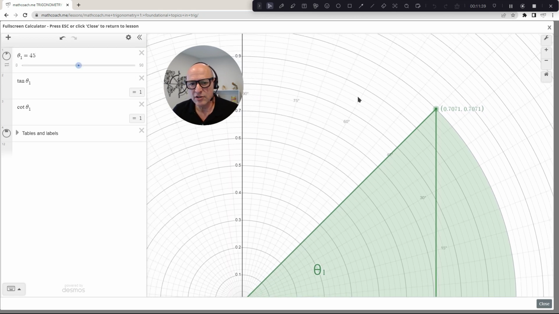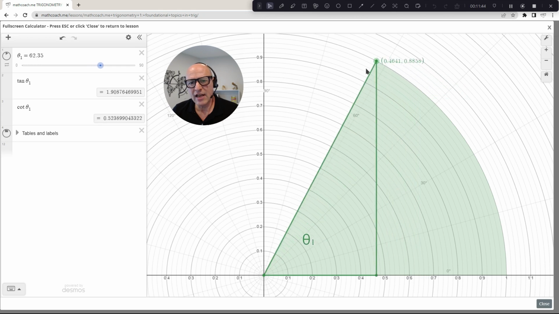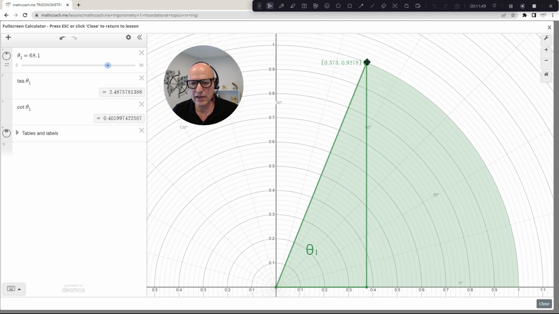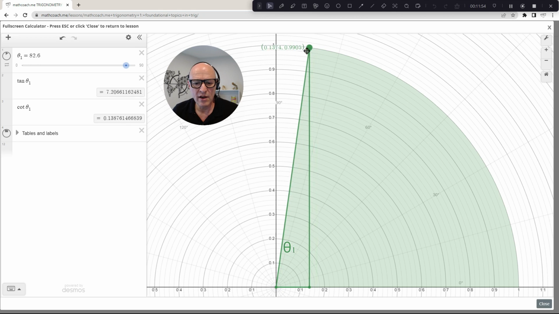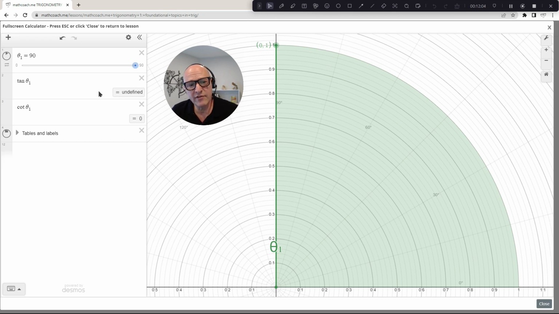As we approach 90 degrees, the opposite side is getting longer and longer, and the adjacent side, if we look down here, is approaching 0. So our opposite side is approaching 1, our adjacent side is approaching 0, and at 90 degrees, our tangent ratio is undefined, because our opposite side, which is 1, divided by the adjacent side, which is 0, is undefined. On the other hand, for our cotangent ratio, the reciprocal of that, 0 divided by 1 is 0.